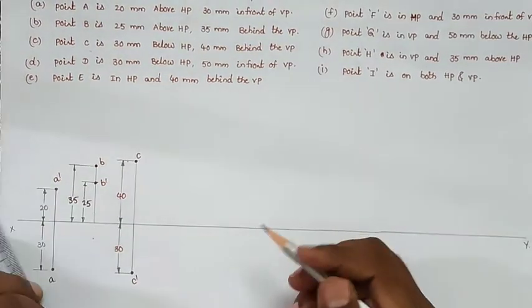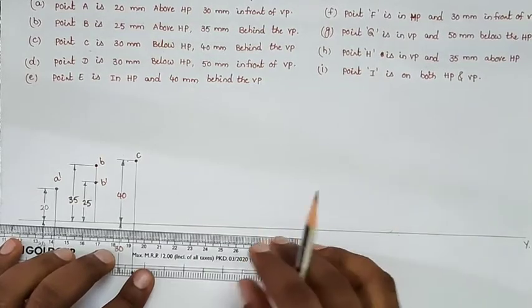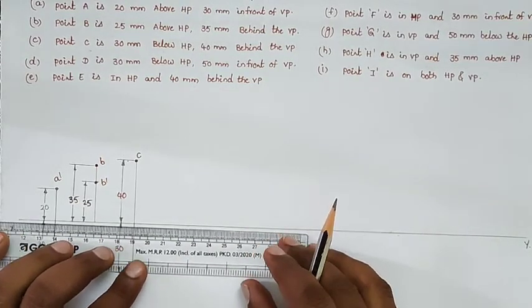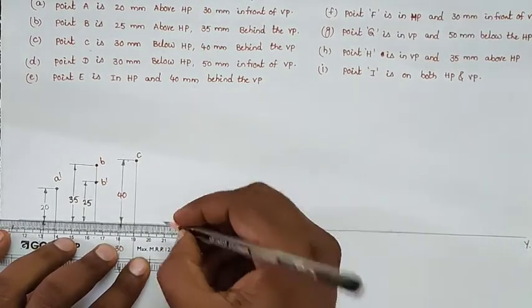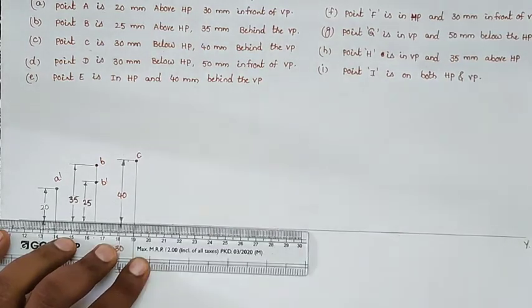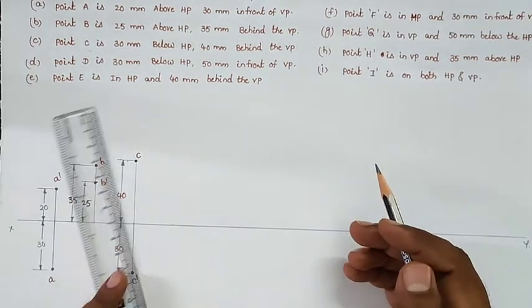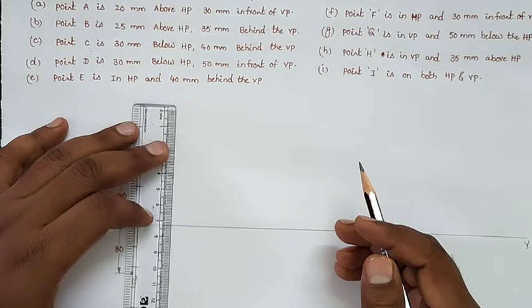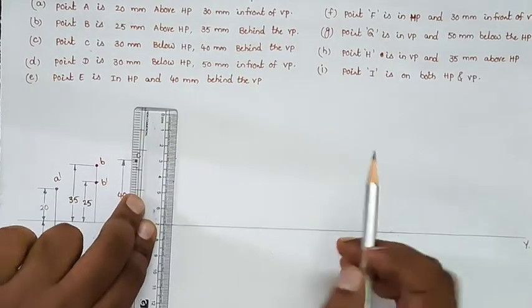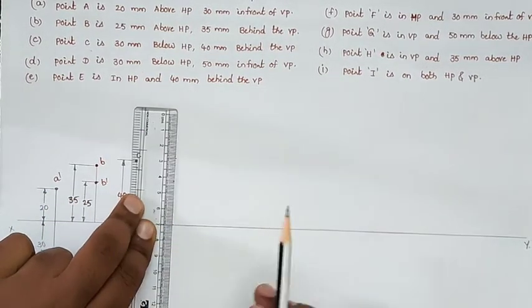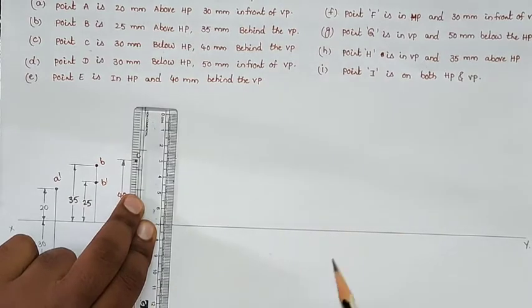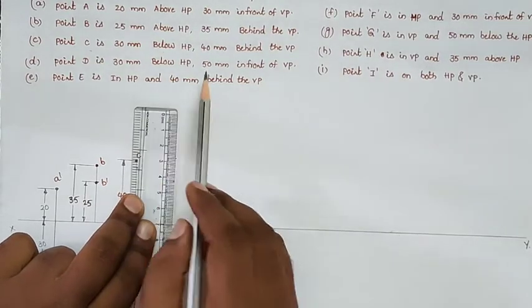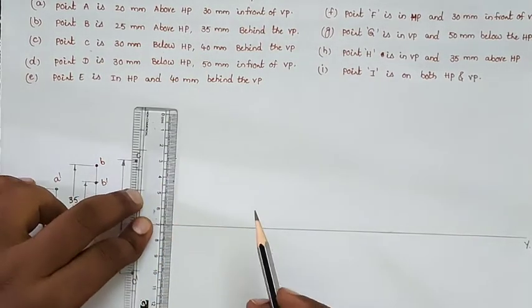And coming to the fourth problem, point D is 30 mm below HP and 50 mm in front of the VP. Take 25 mm distance again, because they are giving the distance between the projectors as 25, and draw the projection of point D. So D is below HP and in front of the VP, so the point D is in the fourth quadrant.